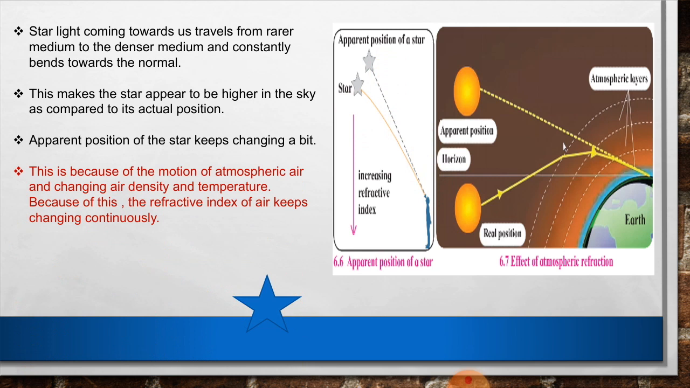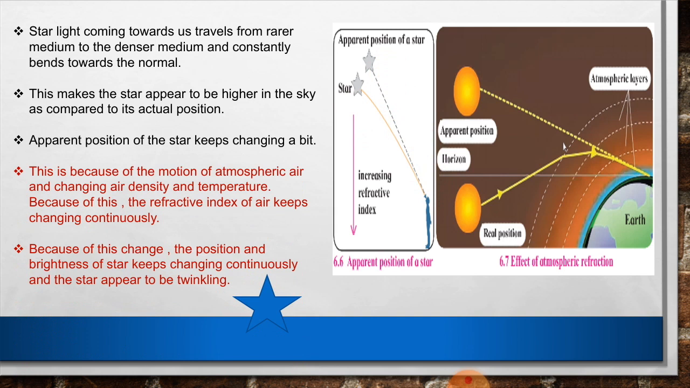And because of this, the refractive index of air keeps on changing continuously. Because of this, the position and brightness of the star keep changing continuously and the star will appear to be twinkling. Okay?